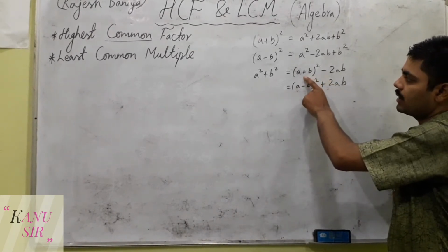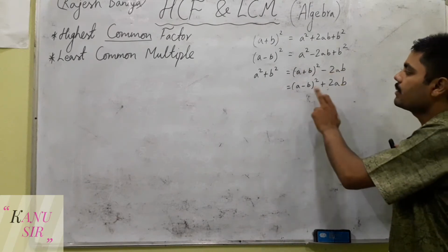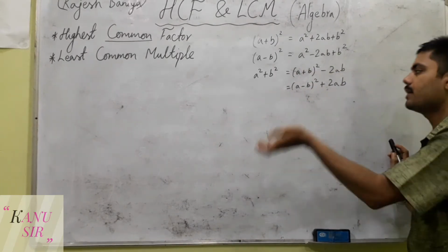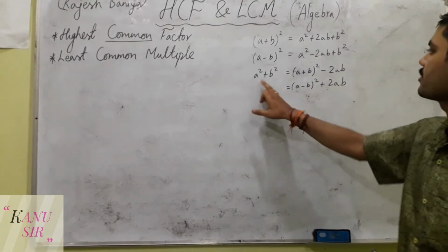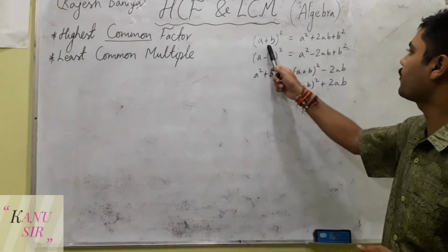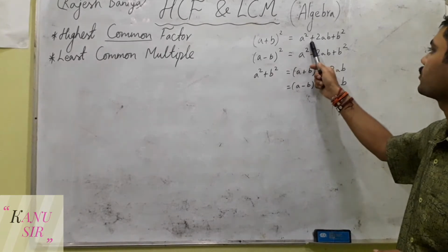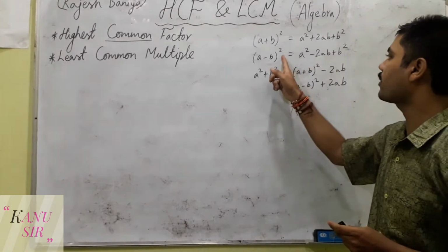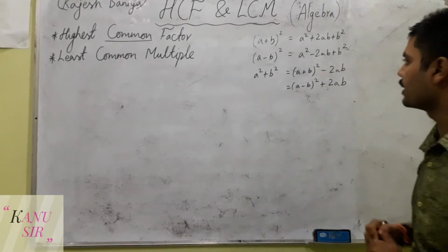If you keep plus inside the bracket, then there will be minus outside of the bracket. If there is minus inside the bracket, then there will be plus outside of the bracket in the formula for a square plus b square. And when you take the formula with plus, then there will be plus in front of 2ab. If you take the formula containing minus, then there will be minus in front of 2ab.